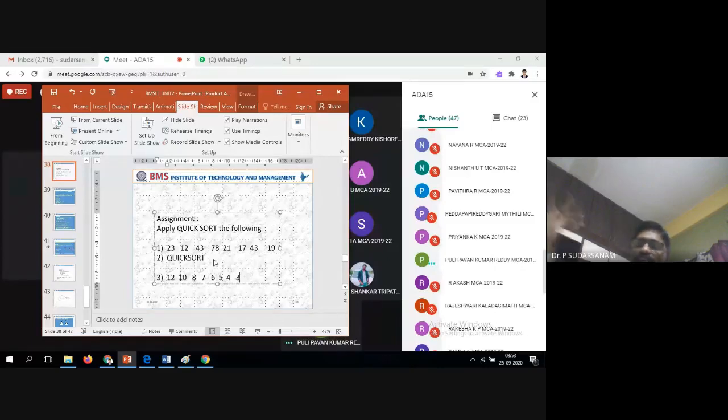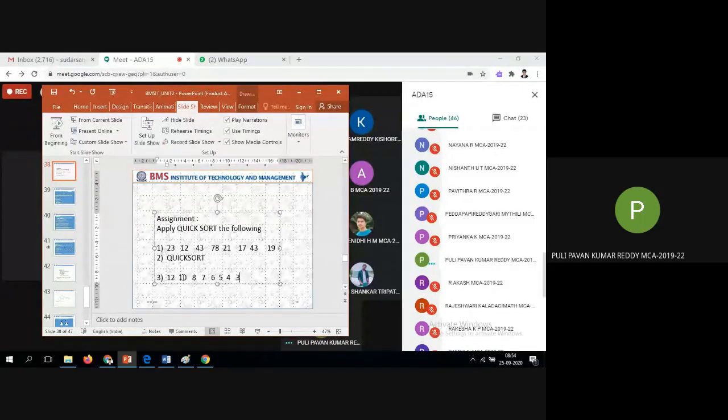12 is already placed. The remaining elements after placing 12 are 10, 8, 7, 6, 5, 4, 3. So after partitioning, only 10 will be the last. Next 8 will be the partition, next 6 is the last, next is 5, next is 4, next is 3. So whenever you make the partitions, after placing 12, right hand side there are no elements. After placing 10, right hand side there is no element. Are you getting it? Yes, sir.